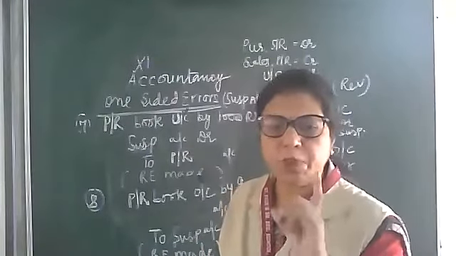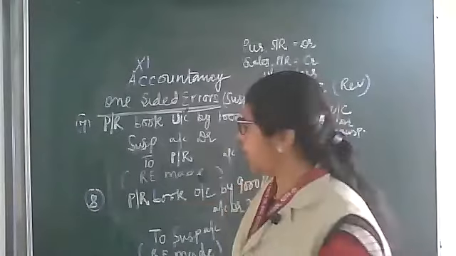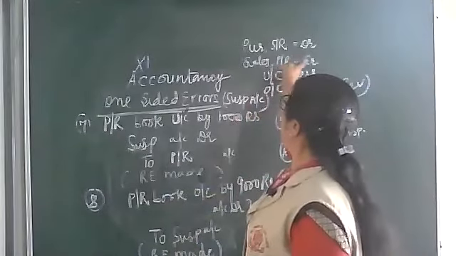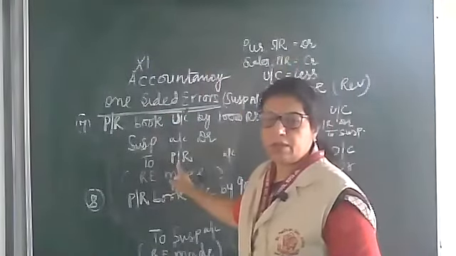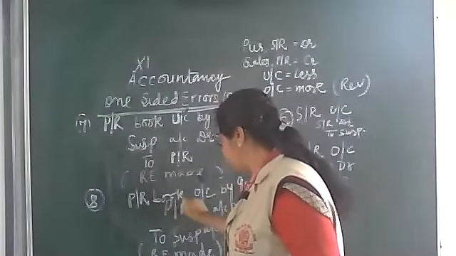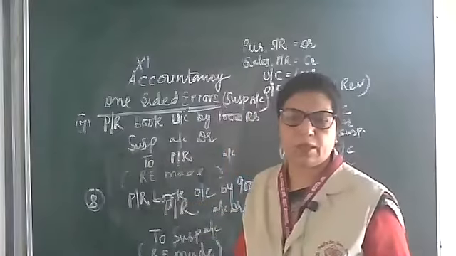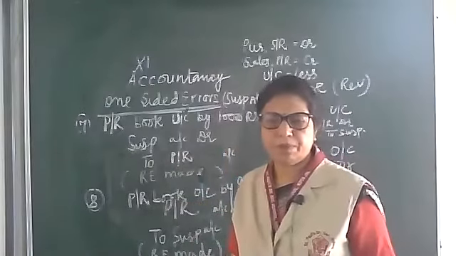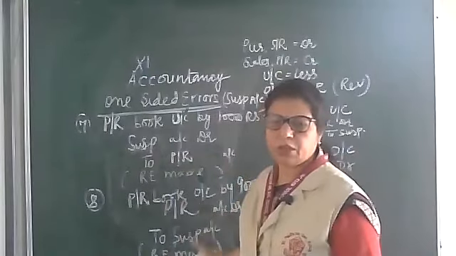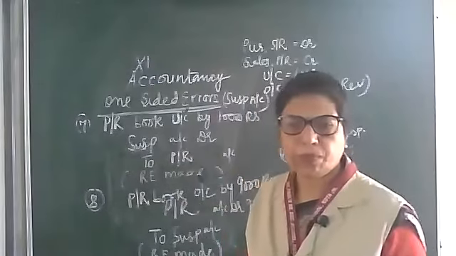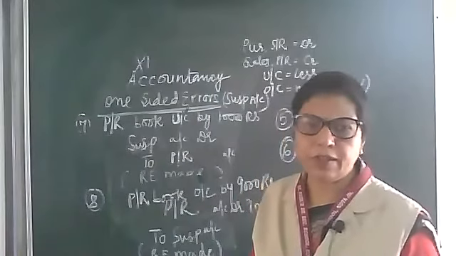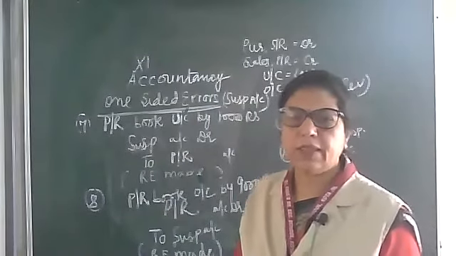See, the question is purchase return book overcast. So we have to reverse the entry here. We will make the reverse entry: purchase return account debit to suspense account. Note down, please. Purchase return account debit to suspense account. So these are the basic 8 entries for one-sided error.